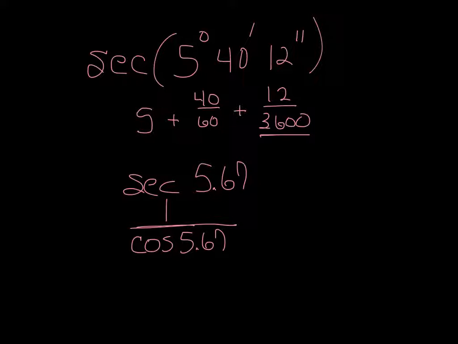What are we trying to find here? Be sure you're in degrees. We want the secant, but you don't have a secant button on your calculator, so we have to use the reciprocal function. So 1 over the cosine of 5.67, be sure you're in degrees, because this is degrees.